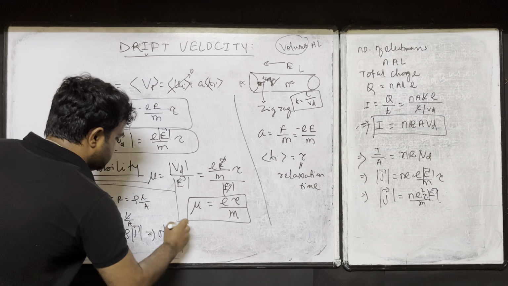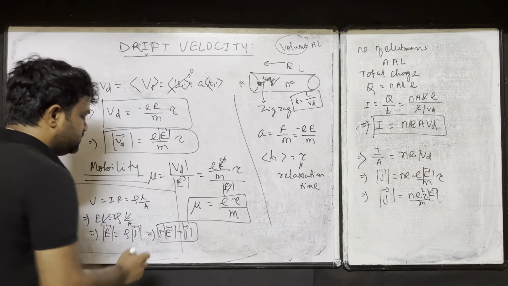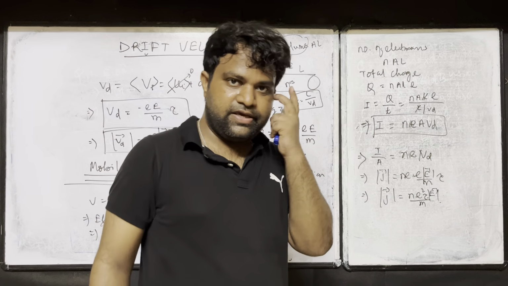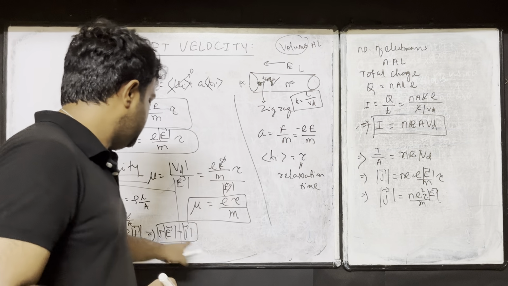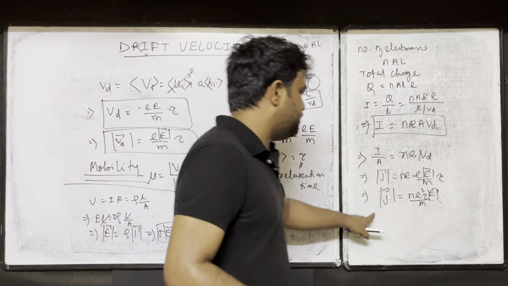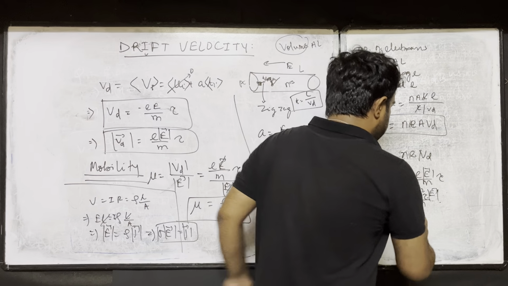This is the relationship between J and E. J equals sigma E, where sigma is the conductivity. So J equal to sigma E. If you compare this expression and this expression, let's say 1 and 2, compare 1 and 2, this part will definitely be sigma, the conductivity.